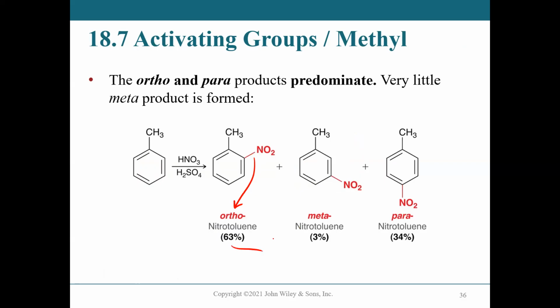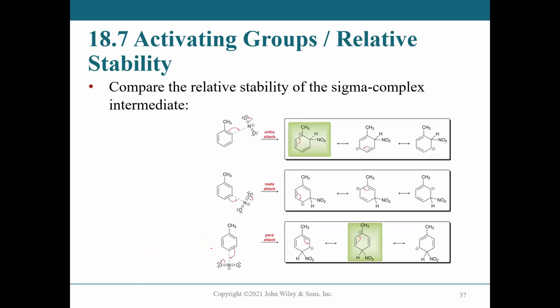At 63% of the time, it's going to go in the ortho position. Look at this. In the meta position, it's only 3% of the time. Well, that has to do with the sigma complex. This effect is from the sigma complex. So we're going to look at the sigma complex on the next slide, and compare the relative stability of the sigma complex intermediate.